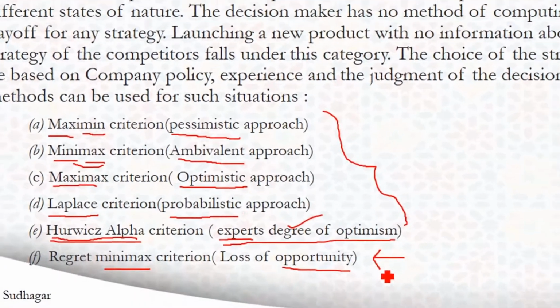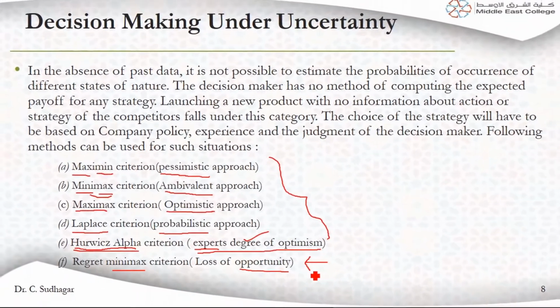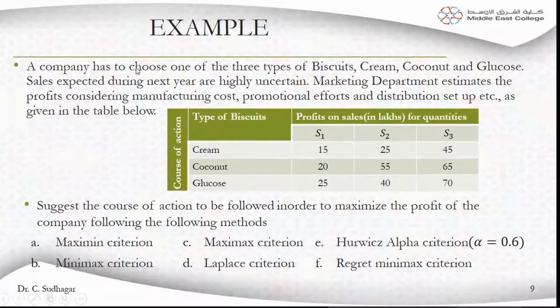How will the questions come in the examination? A company has to choose one of the three types of biscuits. The three types of biscuits are cream biscuit, coconut and glucose. Sales expected during the next year are highly uncertain. Next year, how many they will buy, we don't know. It's based on the weather, or people's choices, or the market condition, how much money they are having, all those things.